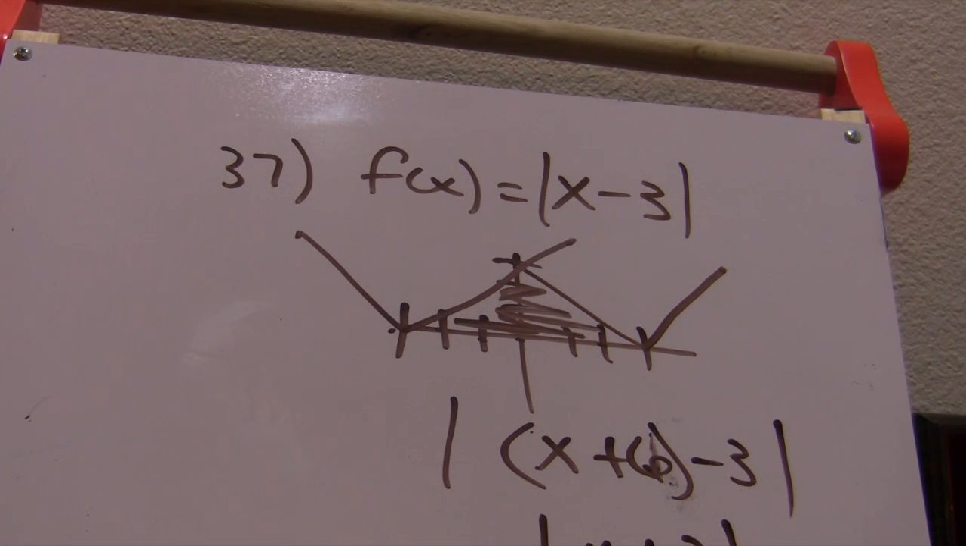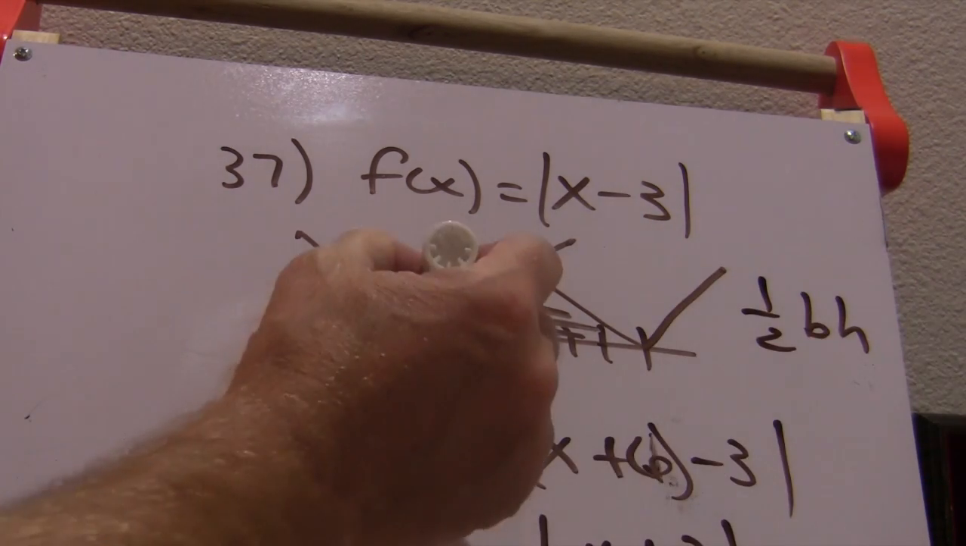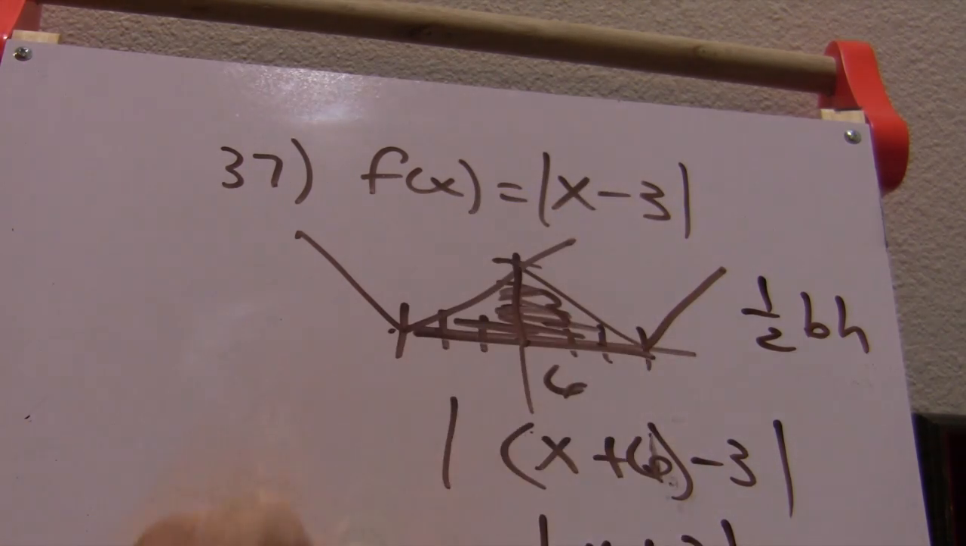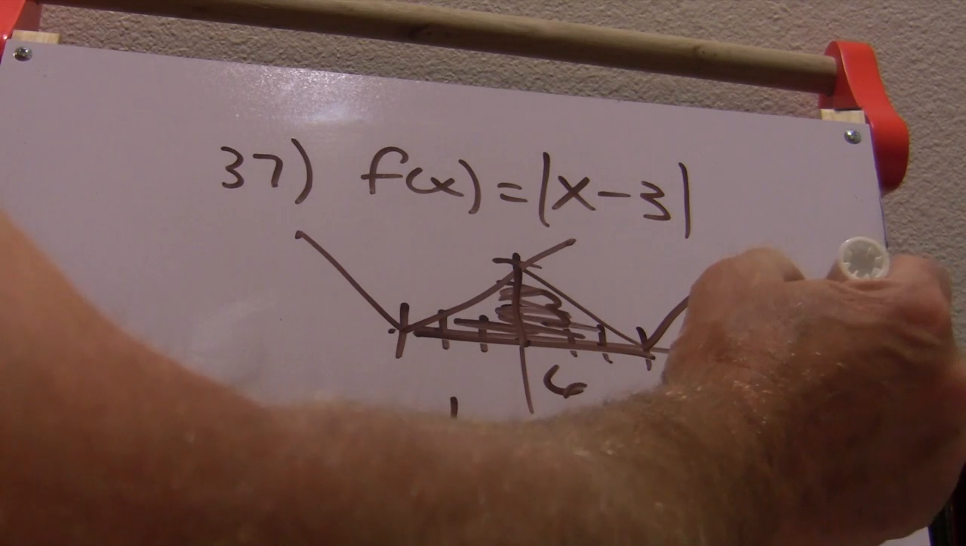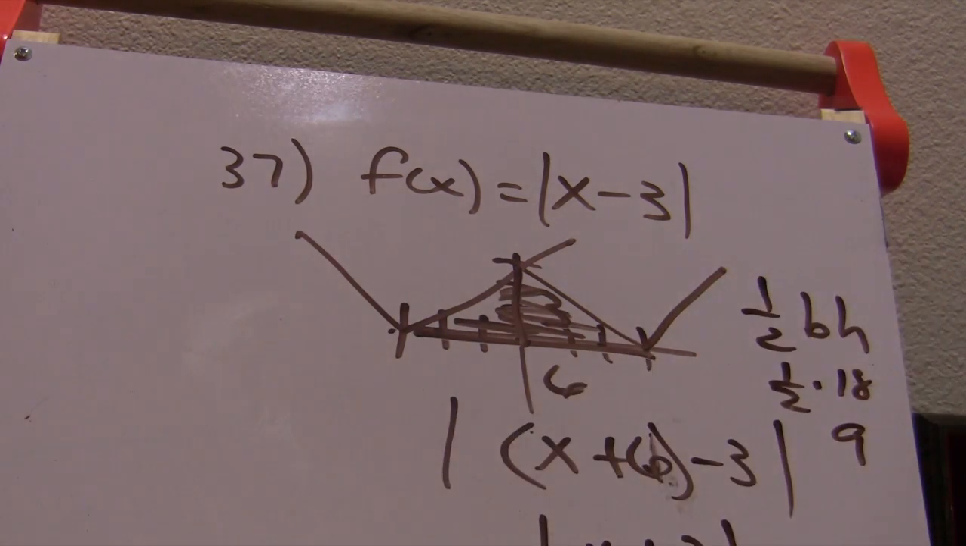And now they want you to find the area of this. Well, remember, area of a triangle is 1/2 the base times the height. The base is 6. The height is 3. So you just go 6 times 3 is 18, and half of 18 is 9. And so that would be the area in square units.